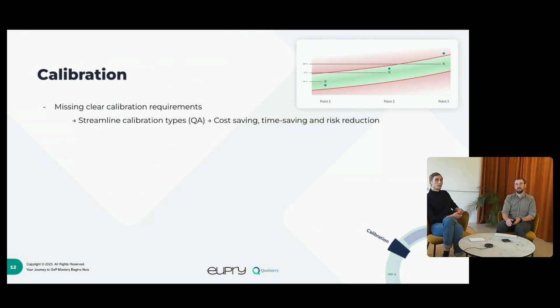So the first thing to think about is to streamline the calibration types. We often do this in a quality assurance department, but also distribute those requirements across the organization and across departments so that it's all aligned. It will also greatly increase the efficiency of reviewing calibration certificates because you know what you're looking for, you know what the requirements should be. And it also reduces cost in terms of getting calibrations that are non-compliant to where you actually use it.